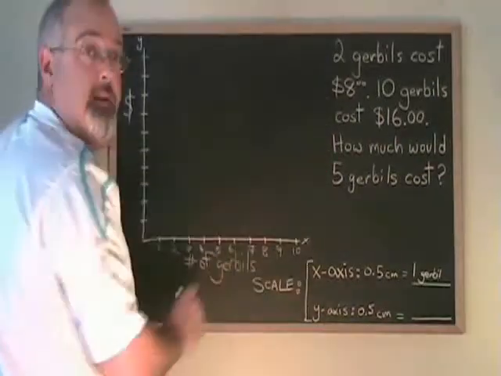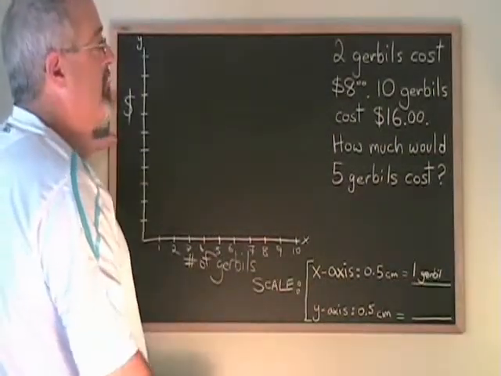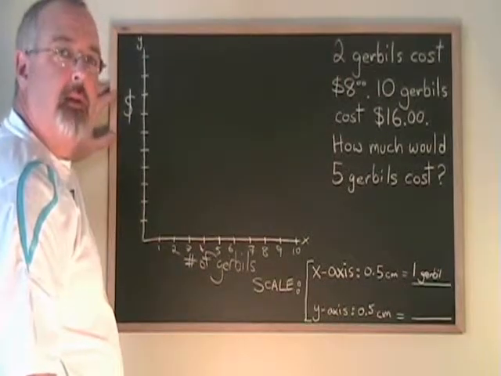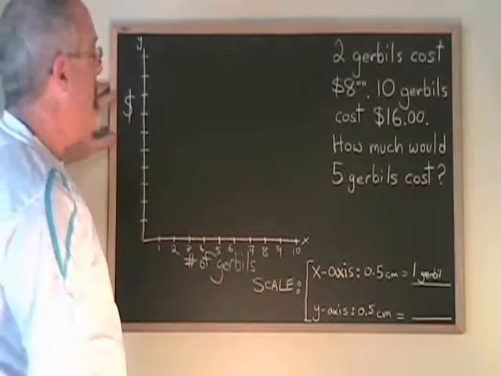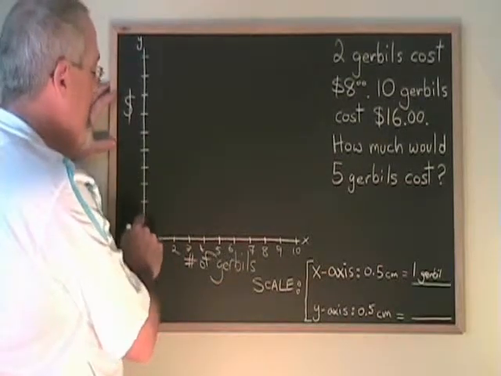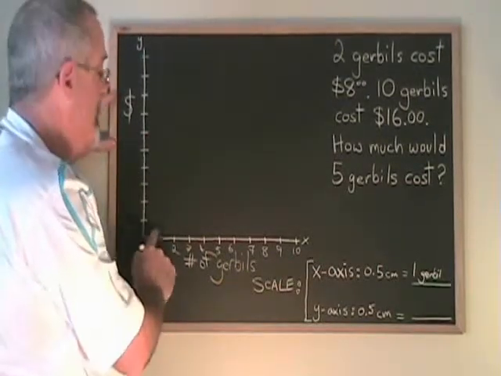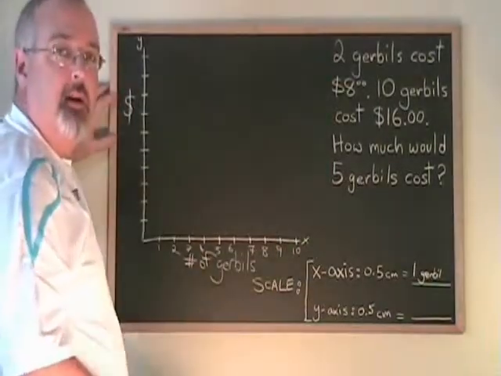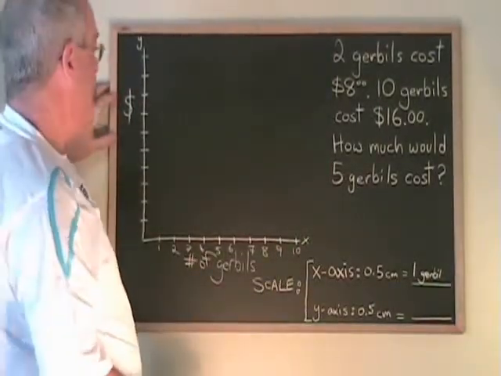On the y-axis, I'm putting my money. But now I have larger numbers. I have $8 and $16. I have to make sure the largest number, the 16, will fit along here. And I don't want the 16 to be way down close to the x-axis, because that would force my line to lie too close to the x-axis and make it hard to answer the question correctly.